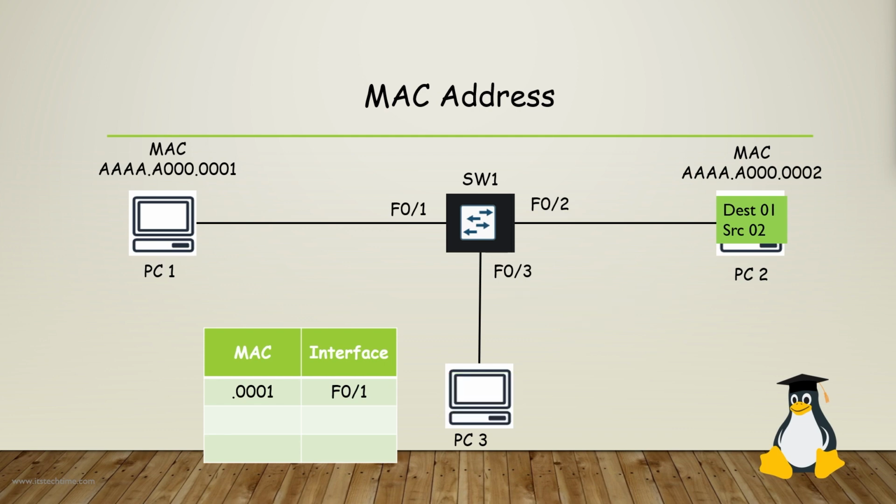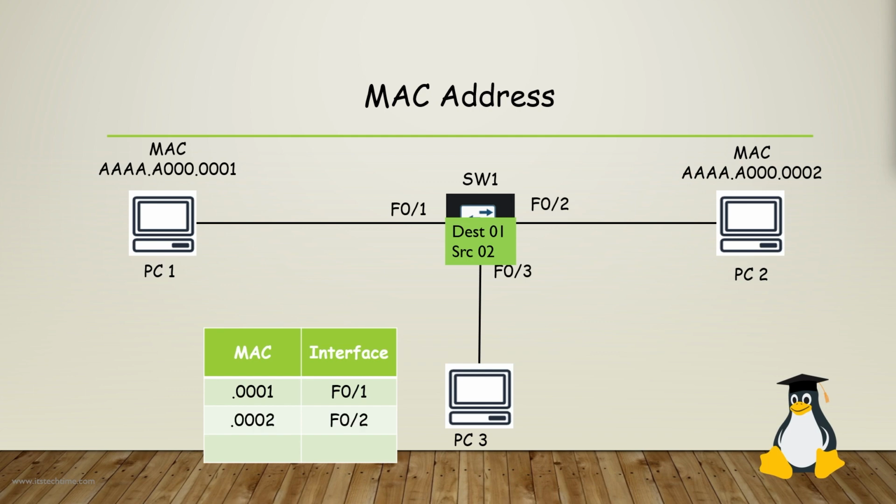Let's say PC2 now wants to send a response back to PC1. If you look at our frame in the image, the destination and source MAC addresses have switched. So now the destination MAC address is PC1 and the source MAC address is PC2. PC2 is first going to send that frame to the switch. That switch is going to look at the source MAC address on that frame, and it's going to see that it doesn't already have it in its MAC address table.